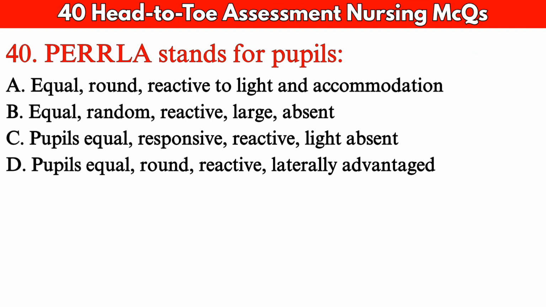PERLA stands for pupils A. Equal, round, reactive to light and accommodation, B. Equal, random, reactive, large, absent, C. Pupils equal, responsive, reactive, light, absent, D. Pupils equal, round, reactive, laterally advantaged. Correct answer A. Equal, round, reactive to light and accommodation. PERLA is the standard acronym used to document a normal pupil assessment. It indicates that the pupils are equal in size, round in shape, and react appropriately to light and accommodation.